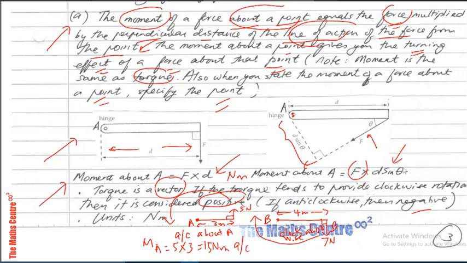Let's look at this picture here. I have point B, there's a 7 Newton force. The perpendicular distance from the point to the line of action is 4 meters. So my moment about B will be 7 times 4, which is 28 Newton meter. This is going to provide a clockwise moment. Clockwise about B. Can you see? You take a turn this way, clockwise. This one here is anti-clockwise.